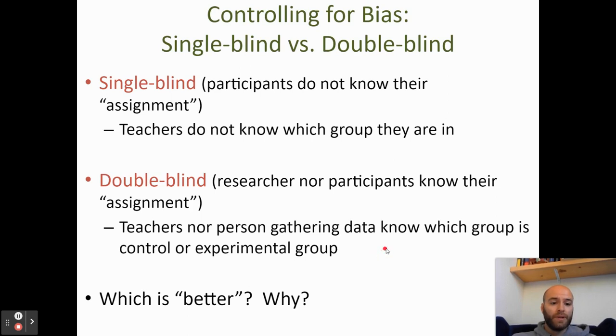Hopefully, you'd be coming to the conclusion that a double-blind study is the best possible, right? Because this removes all potential biases and expectations from both the researcher and the participant. And hopefully you're just truly getting the results and showing what the independent variable is doing in regards to the dependent variable.